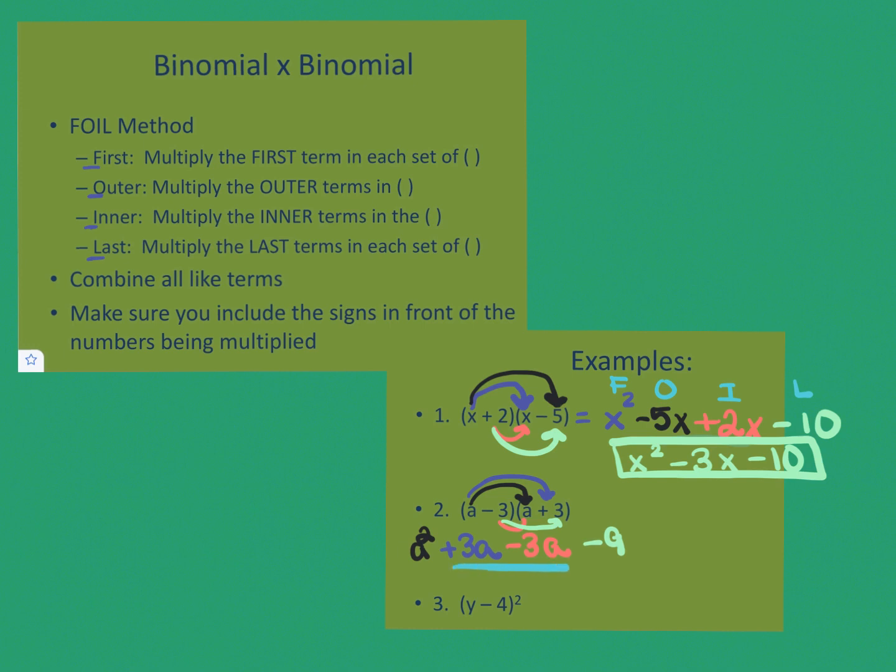Middle terms are alike. Positive 3a minus 3a, both with the a in it. They actually are going to cancel each other out. So when we simplify this one, it becomes a squared minus 9. So this one just turns into a binomial because those terms in the middle will cancel out to 0.